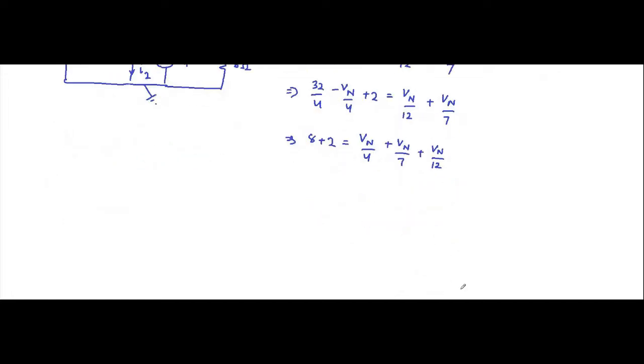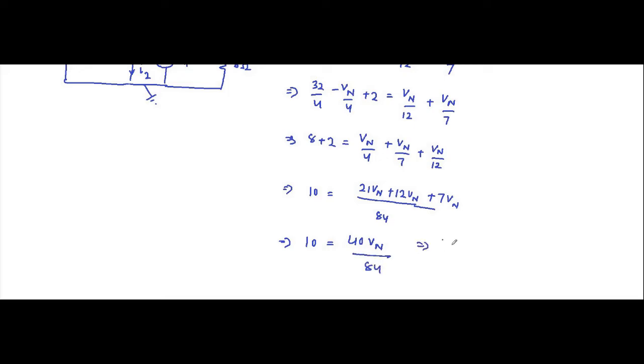So here that implies 10 is equal to, here the LCM will be 84, I think. Yes, 12 into 7, yes, 84. So this is 21 Vn, this will be 12 Vn, and this will be 7 Vn. Okay, now this is equal to 28, 40 Vn. Okay, that implies 10 is equal to 40 Vn by 84.